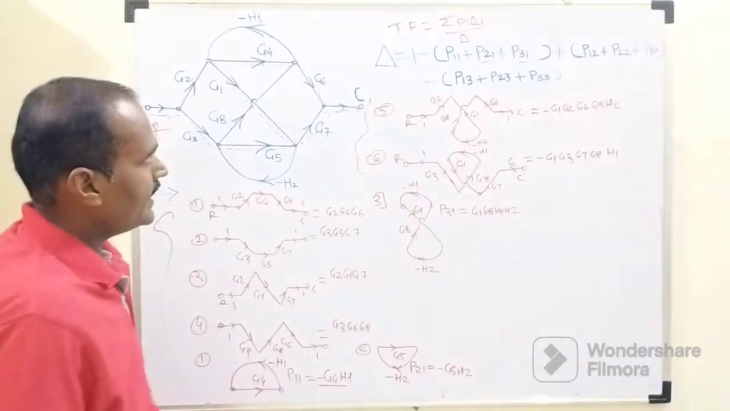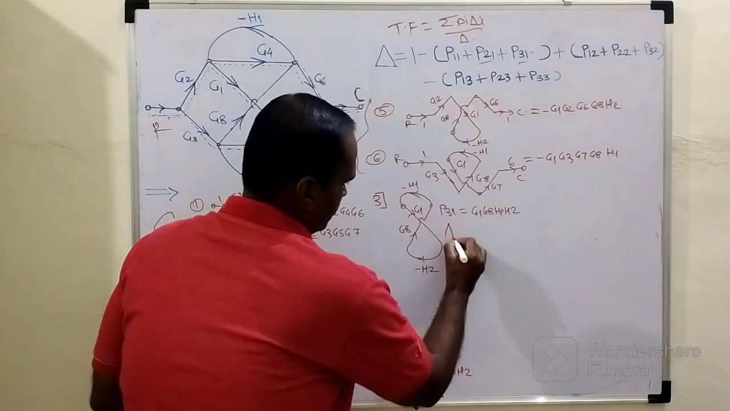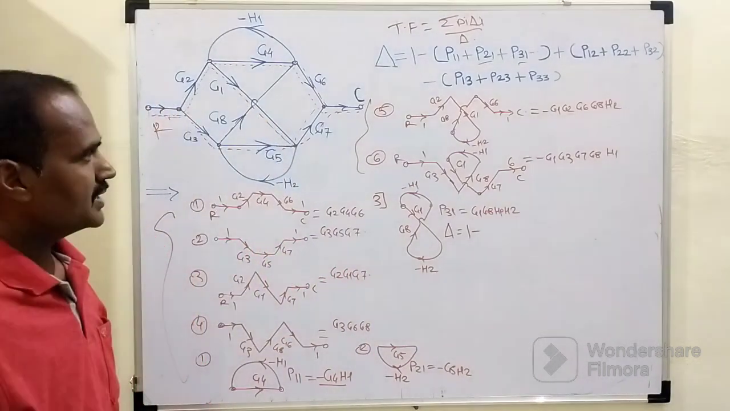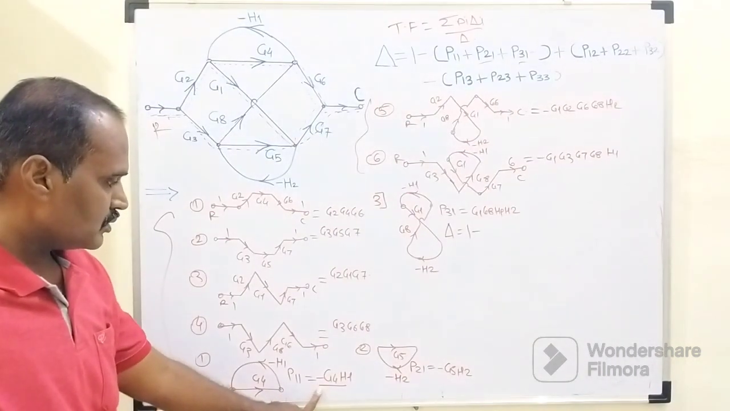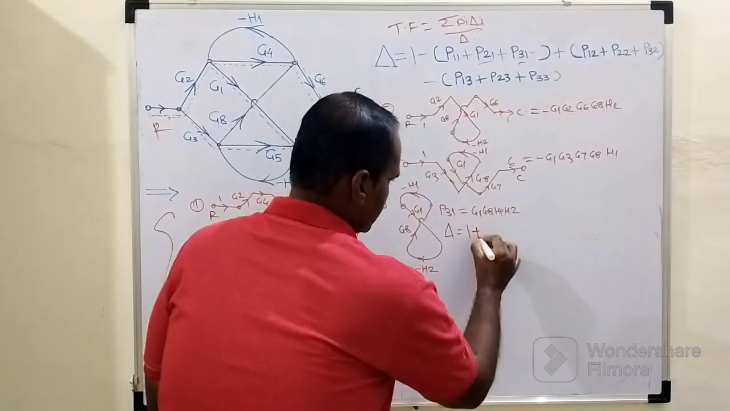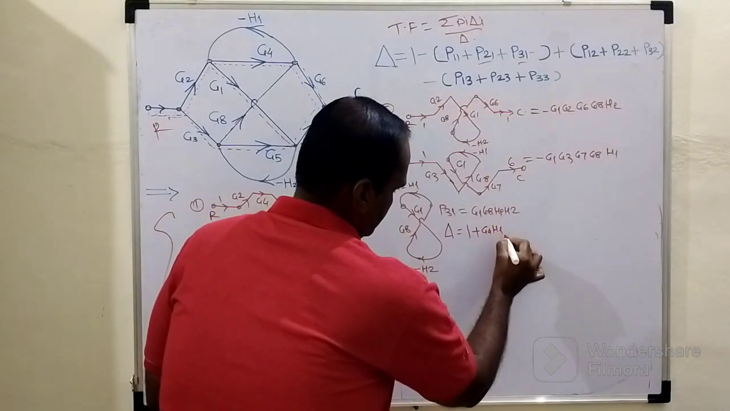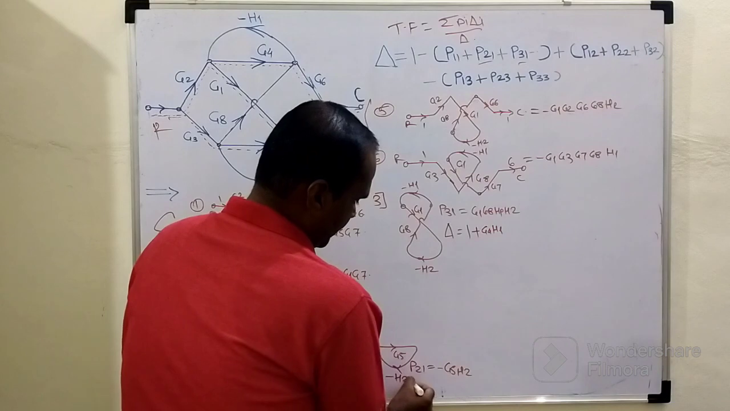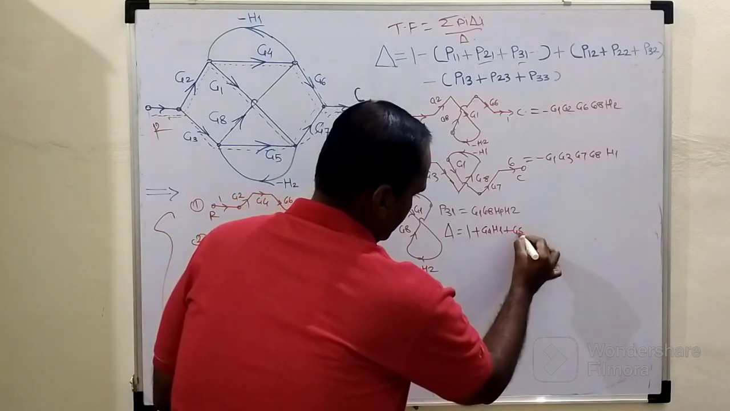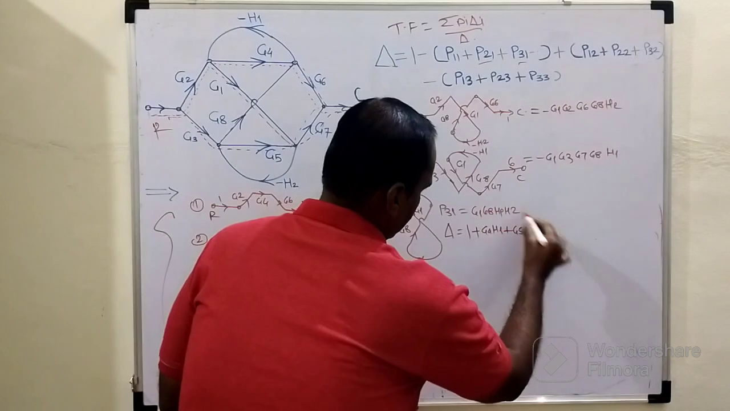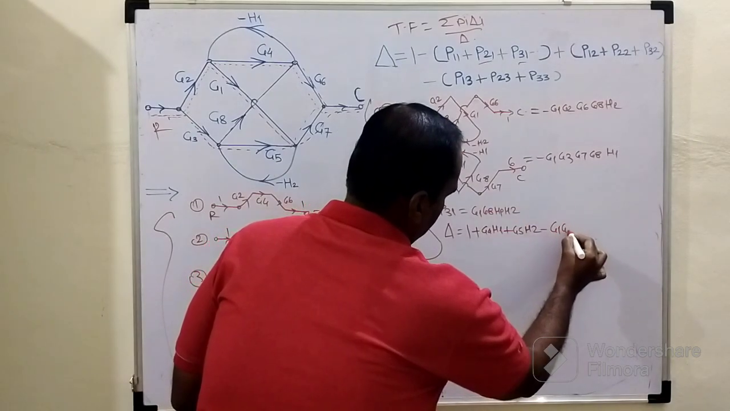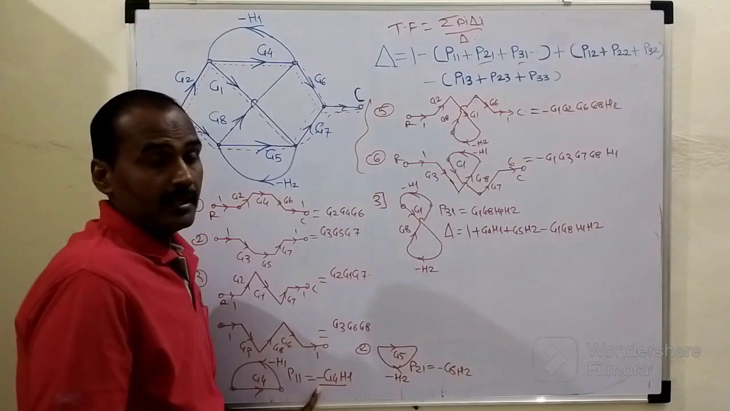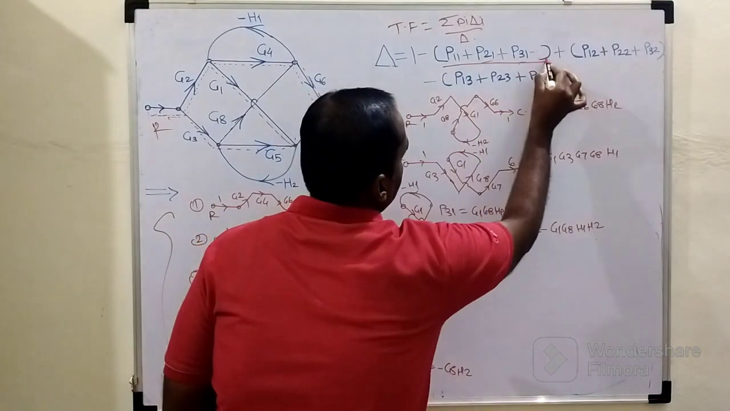Now it's time to write the statement for delta. Delta equals 1 minus (P11 plus P21 plus P31). P11 is minus G4 times H1, so it will become 1 plus G4 times H1, plus P21, the second individual loop gain, again minus G5 times H2, so it will become plus G5 times H2, minus the third individual loop gain G1 G8 into H1 H2. Right, this is how the first parenthesis is complete.